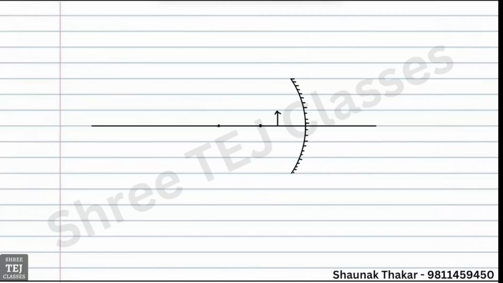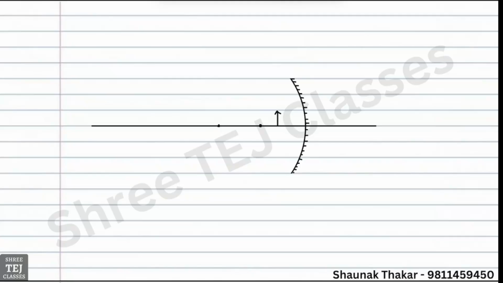In the last video, we have seen the three rules of drawing ray diagrams. You can either choose a ray parallel to the principal axis, which after reflection passes through the focus. The second rule is that if a ray passes through the focus, it will go parallel to the principal axis. And the third rule is that if the ray passes through the center of curvature, it will retrace its path.